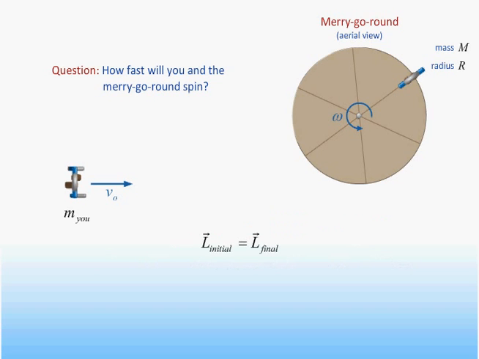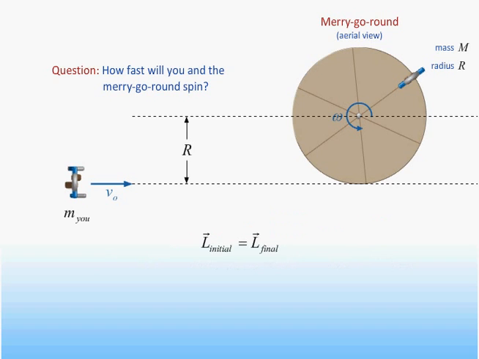On the last slide, we determined how to calculate your angular momentum about the rotation axis before you jump on. Namely, this initial angular momentum is just equal to the product of your momentum and the closest distance that your path passes from the axis. After you jump on, both you and the merry-go-round rotate with the same final angular velocity. So the final angular momentum of the system is equal to this angular velocity times the total moment of inertia of the system.